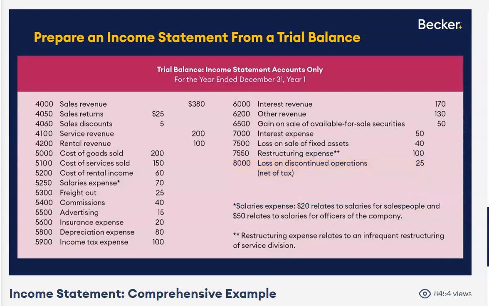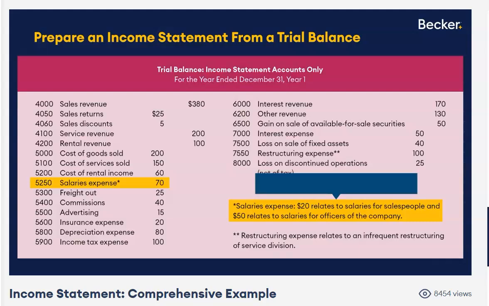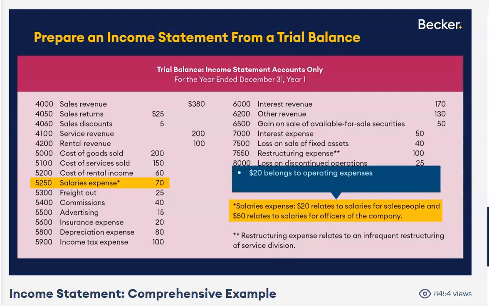Okay, the next thing I would do is, notice towards the bottom, before you look at all the accounts, we got some asterisks with some additional information, like the salaries. While the total amount is, let's see, if you look at the pre-trial balance sheet, we've got 70, but they want us to allocate it. 20 of that is going to be for the salaries for the salespeople. The other 50 is the salaries for the officers. That's part of your general and administrative, okay?